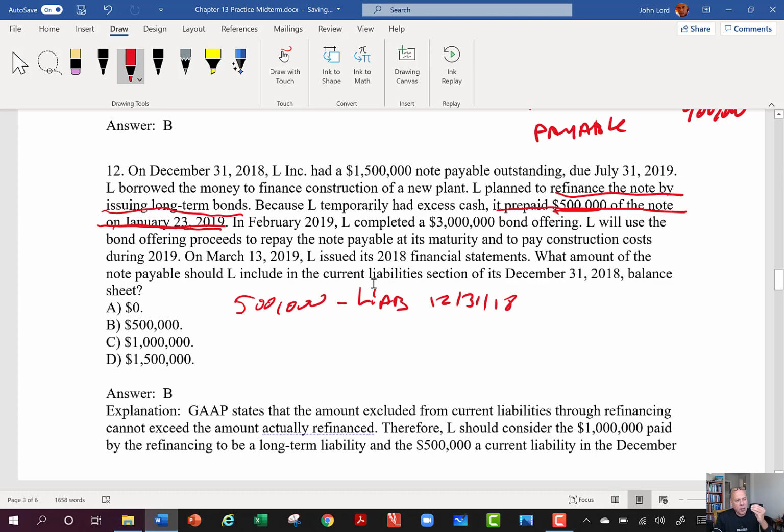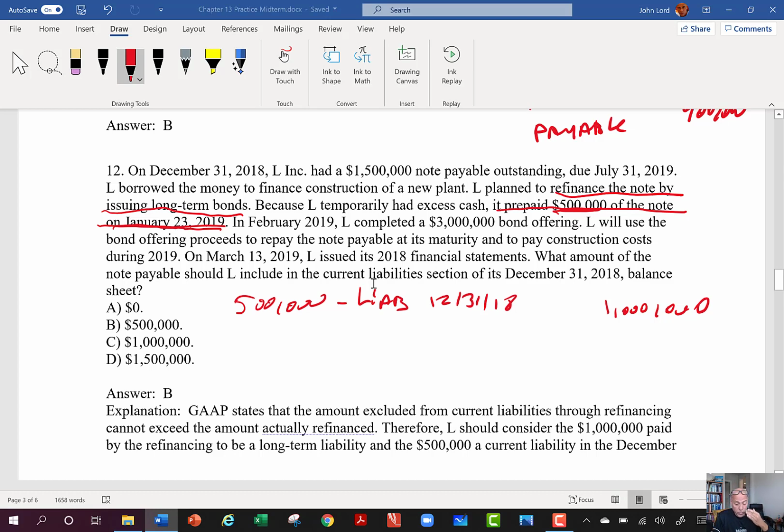Okay? But what about the remaining $1 million now, right? Because it was 1.5 million. I paid off 500,000 using my cash early in the next year. So the 500,000 was a current liability, but then I secured refinancing for that additional $1 million. Should I carry that at December 31st, 2018 as a current liability, or should it be non-current?